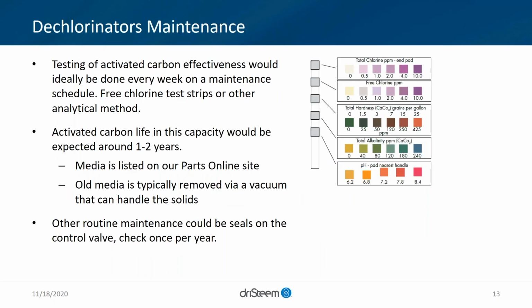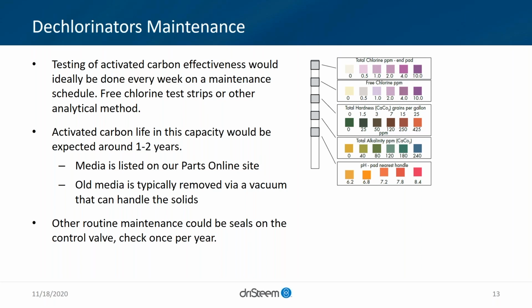So some maintenance on dechlorinators. How do you know if your system's working properly or not? The first thing that you want to make sure it's doing is removing chlorine. That's the main purpose of a majority of the water filtration applications. That can be done with test strips or other analytical methods. If you want to get more granular in how many ppm are coming in versus leaving, a different drop test might be appropriate.